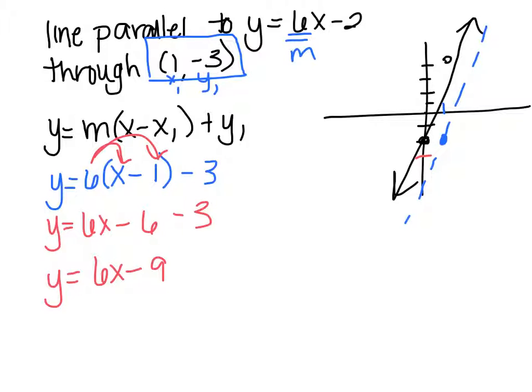So 2, 3, 4, 5, 6, 7, 8, 9. So it'd be down here somewhere. Up 6 over 1, up 6 over 1, and that's how I would hit that point. So here's my final answer. Obviously, if I had graph paper, it would look a little bit better. Let's try one.